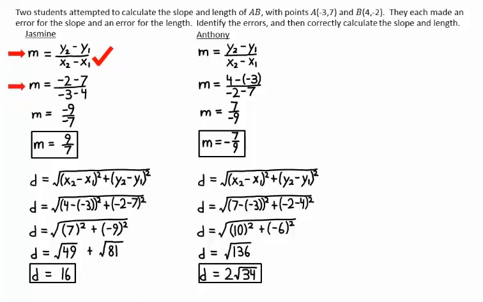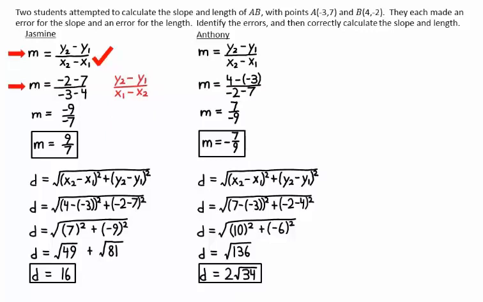In Jasmine's second step, -2 minus 7 corresponds to y2 minus y1. However, if we're using -2 minus 7, then the -3 minus 4 actually corresponds to x1 minus x2. In this case, the x coordinates have been reversed.